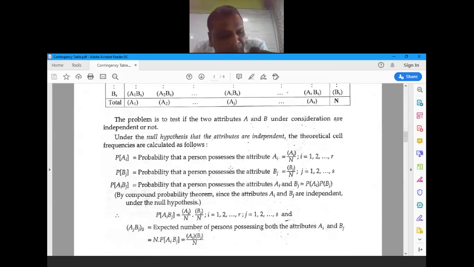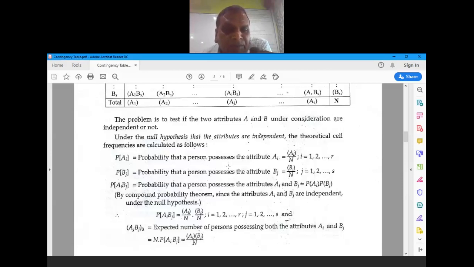Do you remember what is the formula of probability? Probability is equal to the favorable number of cases divided by the exhaustive number of cases. In the course STAT 511, I have already discussed this. Probability is the favorable number of cases divided by the exhaustive number of cases.